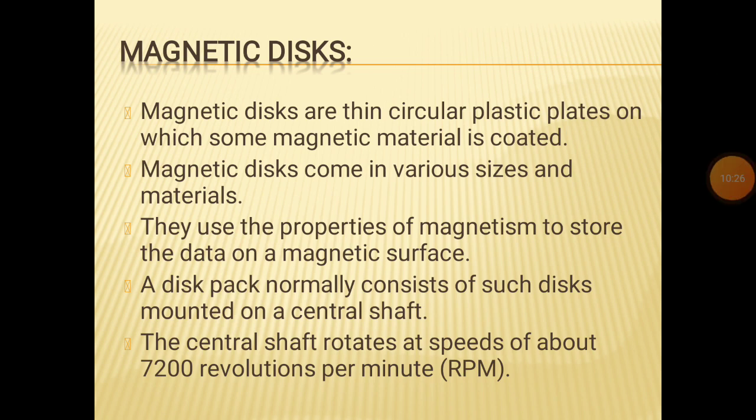So now we'll study the features of magnetic disk first, then we'll study the other different types of magnetic disk. Magnetic disks are thin circular plastic plates on which some magnetic material is coated. So these are mainly made up of thin plastic-like plates on which the magnetic material is coated. For that reason it is called magnetic disk. It is called a disk because these are made internally in a circular fashion.